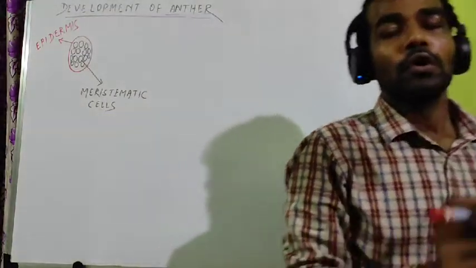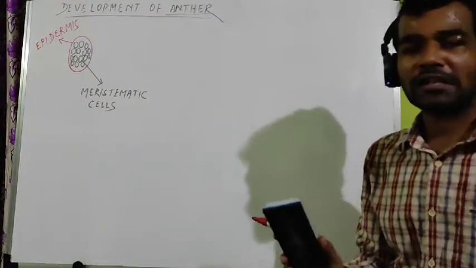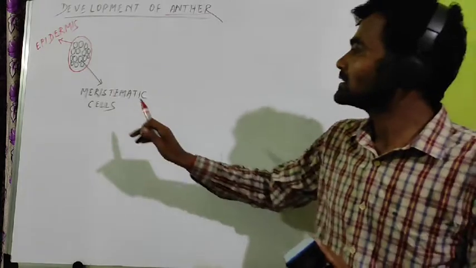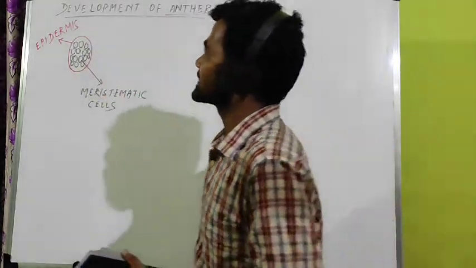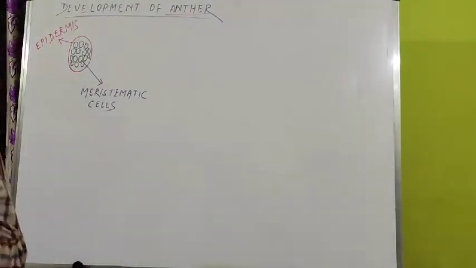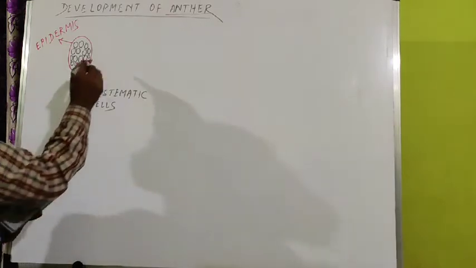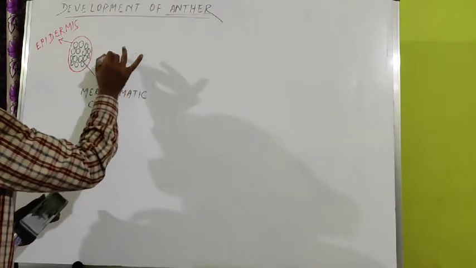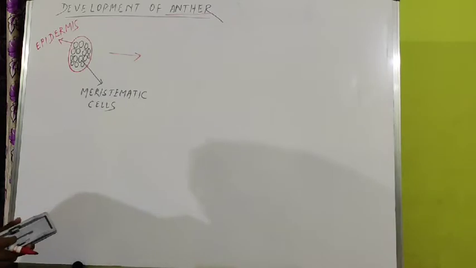नो लोब, नो पोलन सैक्स और नो माइक्रोस्पोरेंजियम. इनिशियली आंथर इज ए मेरिस्टेमेटिक ग्रुप ऑफ मेरिस्टेमेटिक सेल्स कवर्ड बाय एपिडर्मिस. लेकिन बाद में क्या होता है? जब ये धीरे धीरे बढ़ता जाएगा, थोड़ा थोड़ा चेंज होता जाएगा इसके अंदर. चेंज क्या होगा धीरे धीरे?